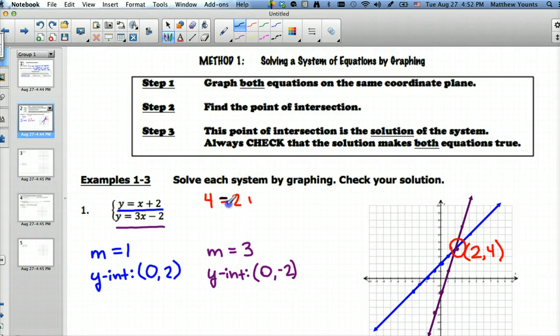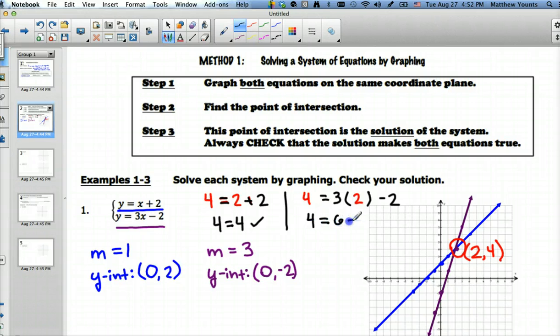So if we plug in a 4 for y and a 2 for x, we get 4 equals 2 plus 2, which comes out to be 4 equals 4, so that's true. And then we plug it into the bottom equation as well. The bottom equation is y equals 3x minus 2. Plug in a 4 for y and a 2 for x. We get 4 equals 3 times 2, which is 6, minus 2. You also get 4 equals 4. So that is the solution to this system of equations. (2, 4) is our ordered pair.